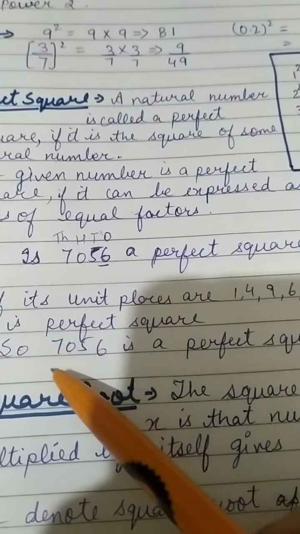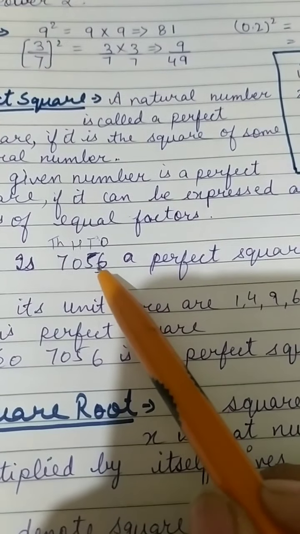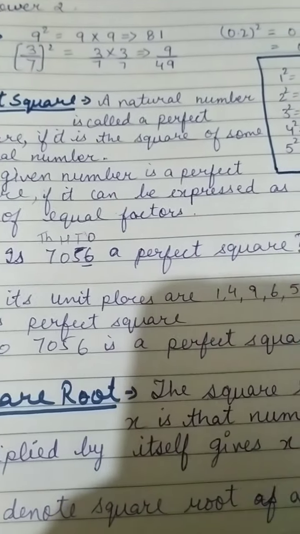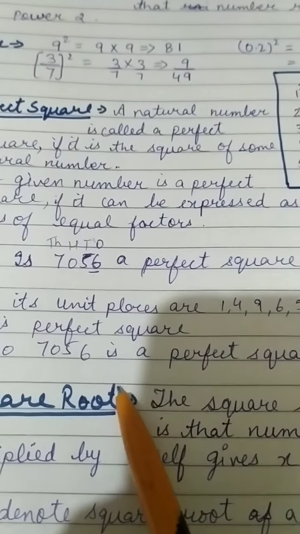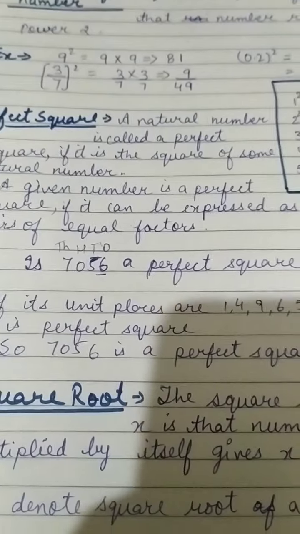Got it? So in 7056, 6 is at the units place, and yes, we have 6 here. So this number is a perfect square. Got it?